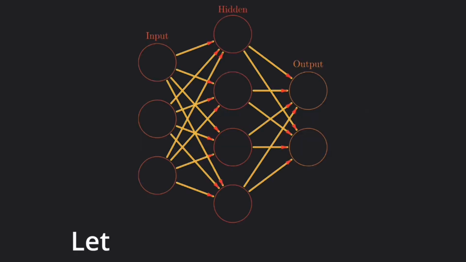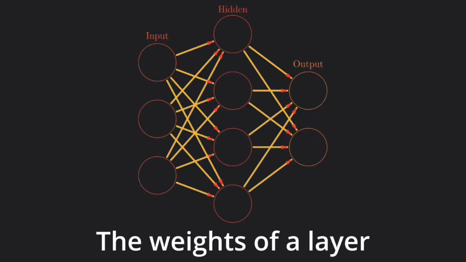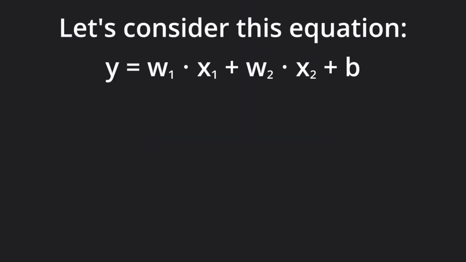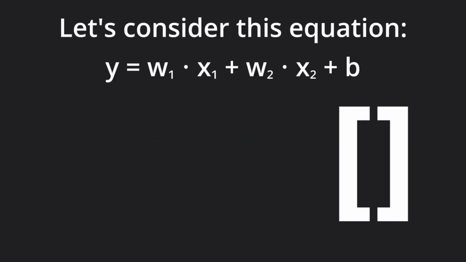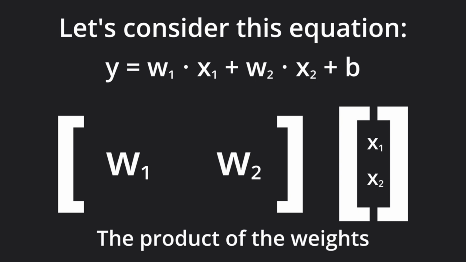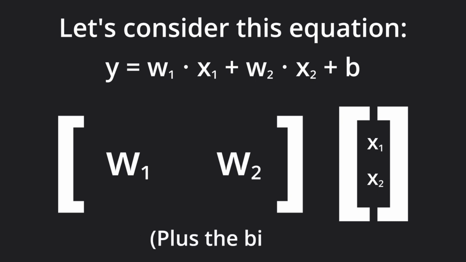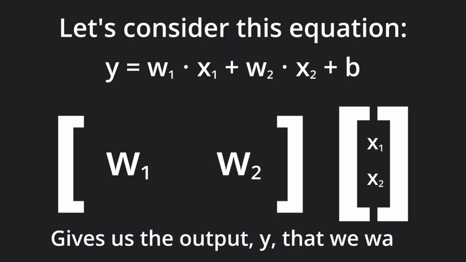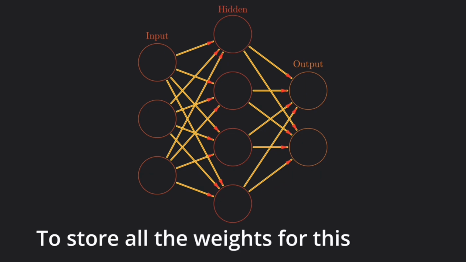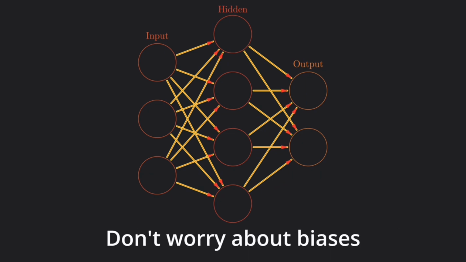Question 3. Let's say we want to store the weights of a layer inside a matrix. Let's consider this equation. The input data point can be represented by this vector, and the weight matrix can be represented by this matrix. The product of the weights and the input vector plus the bias, which could simply be stored in a separate variable, gives us the output we want. So how many matrices and what shapes would be needed to store all the weights for this model? And let's not worry about biases.